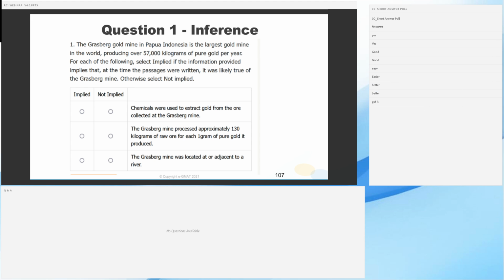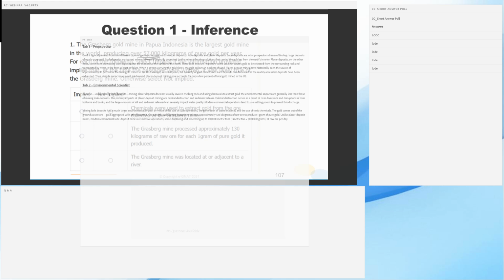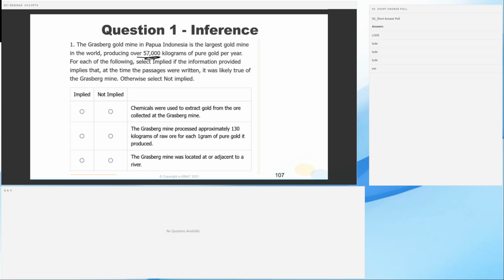Is the Gassberg mine that's there, which is the largest mine in the world, as per the passage, a load mine or is that, what's the other kind of mine? Placer mine. What kind of mine do you think this is? Load or placer? It's a load mine, right? If it's a load mine, then what can you infer over here? Are chemicals used to extract? Are chemicals used to extract? Yes, absolutely. This is implied.